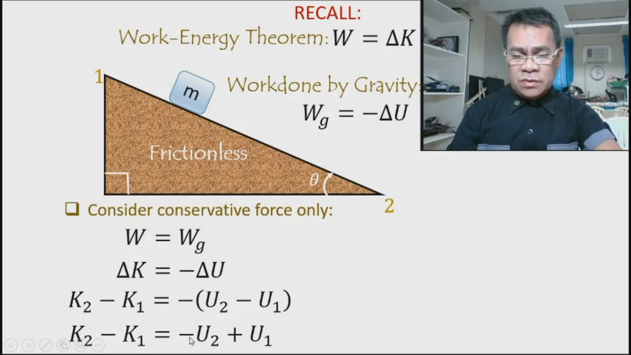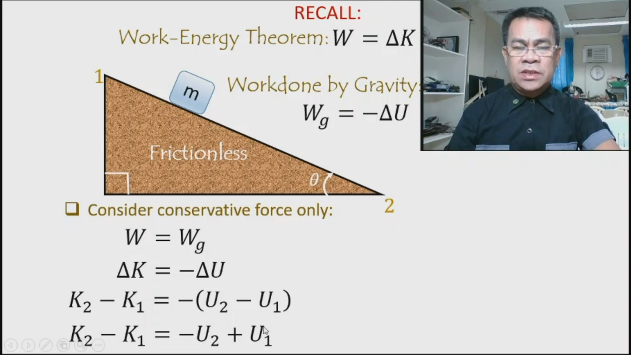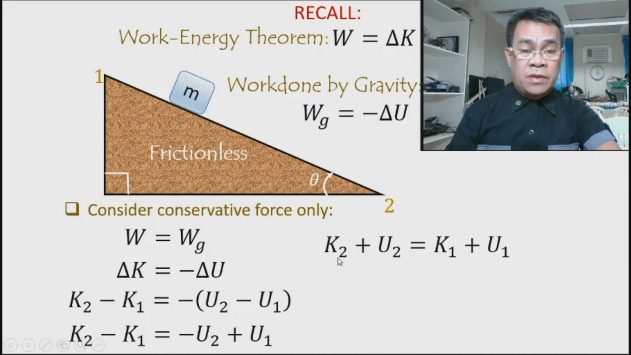Remove the grouping symbol. So we have now final kinetic energy minus initial kinetic energy is equal to the negative final gravitational potential energy plus the initial gravitational potential energy. This is minus minus becomes plus, and this will be negative. Now take note of the subscript. If we combine terms that have the same subscript, that would happen if we transpose K1 to the other side and U2 to the left side. So we do it. We have K2 plus U2 is equal to K1 plus U1.